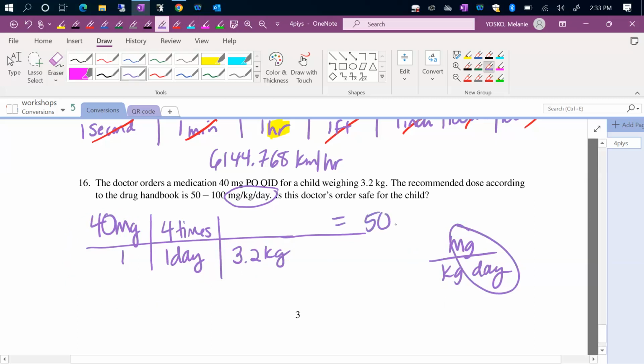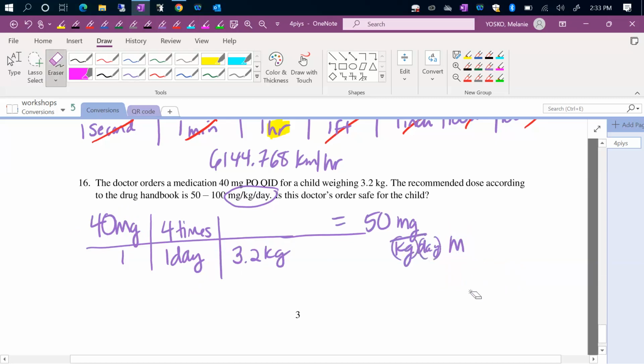50. What are the units? Milligrams is here. Nothing canceled, right? No units canceled. Yep, nothing canceled out. Milligrams per kilogram, and then day is also in the denominator, because we didn't cancel anything. Right, so just make this.